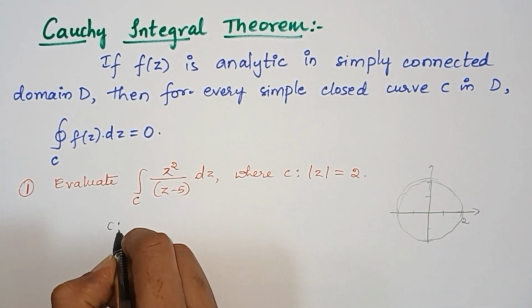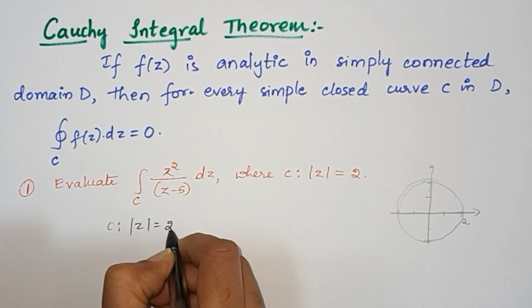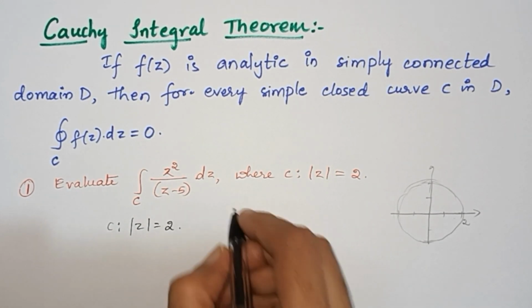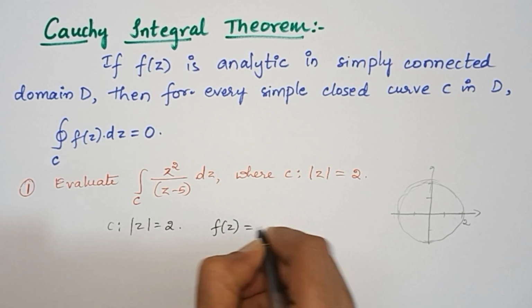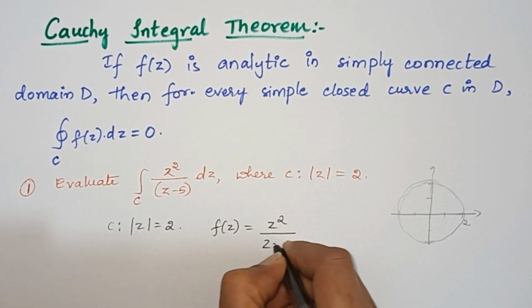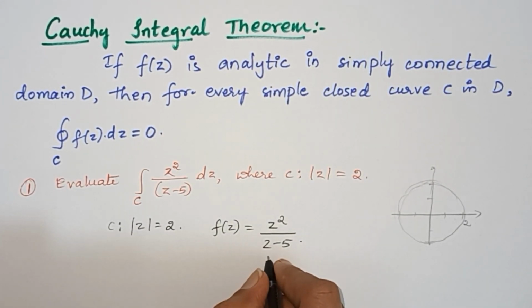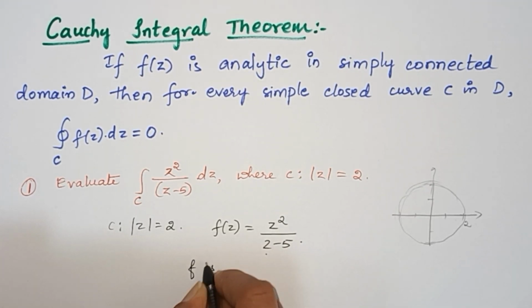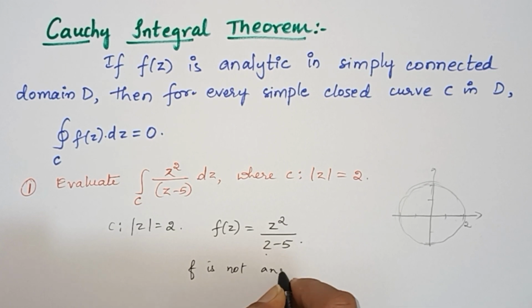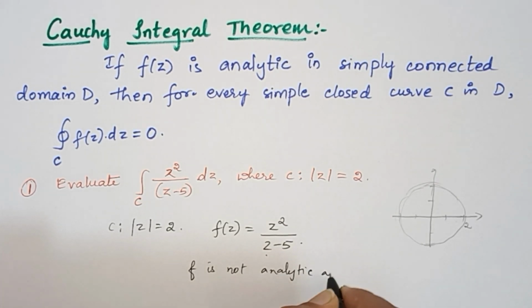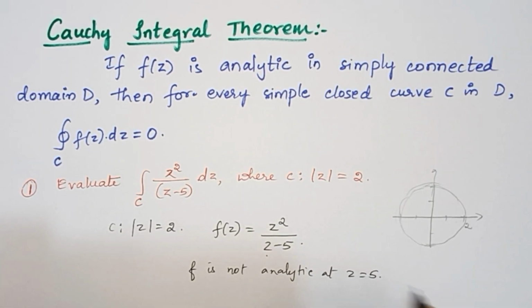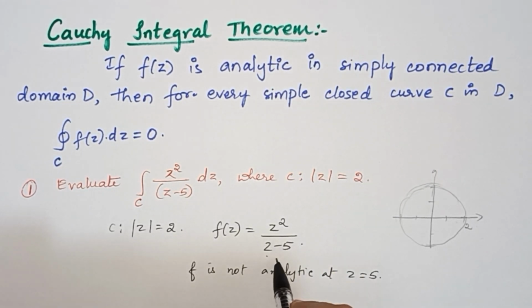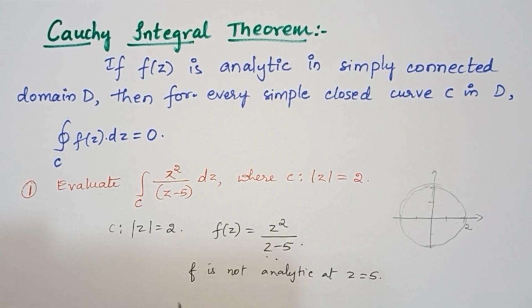So C is a circle with center at the origin and radius is 2 units, and the function f of z equal to z square by z minus 5. This function is not analytic at z equal to 5, because the denominator becomes 0, the function is not defined, therefore it is not analytic at z equal to 5.